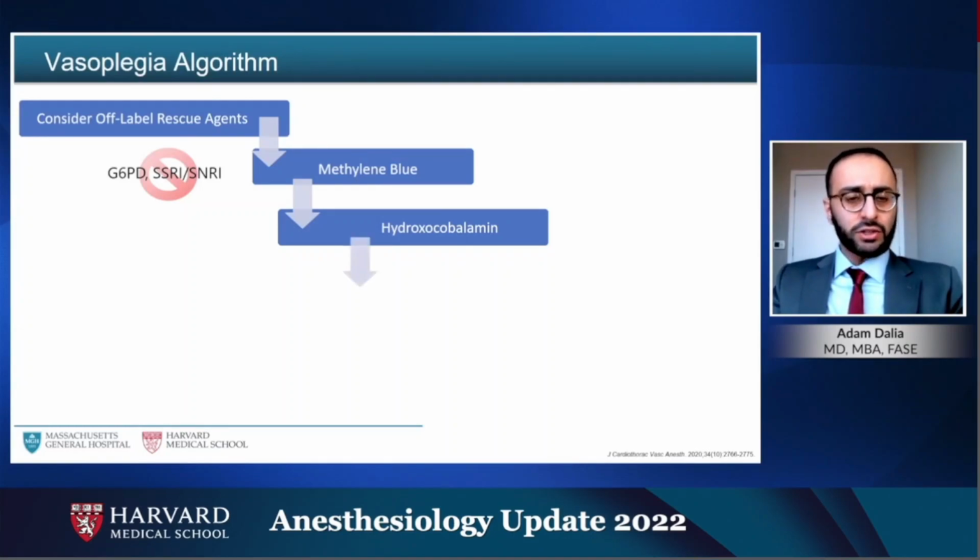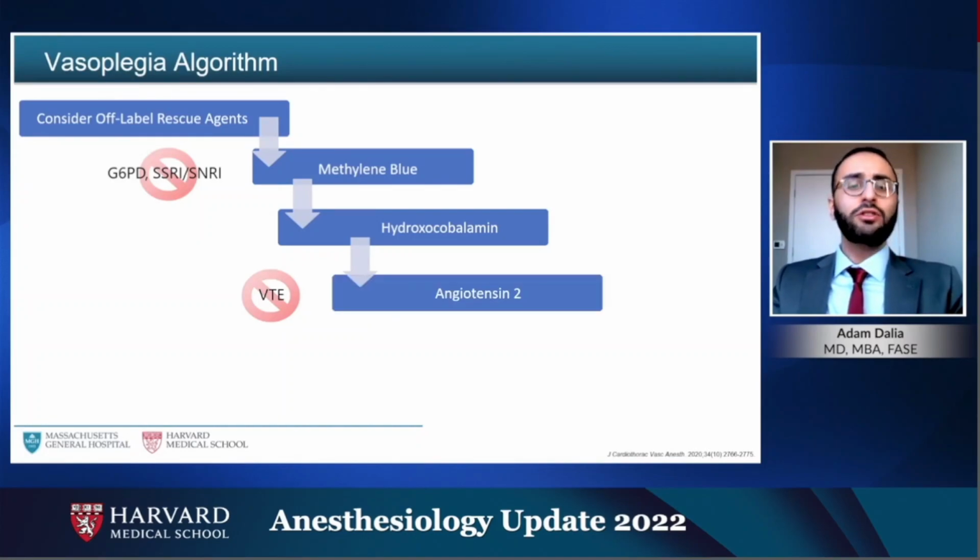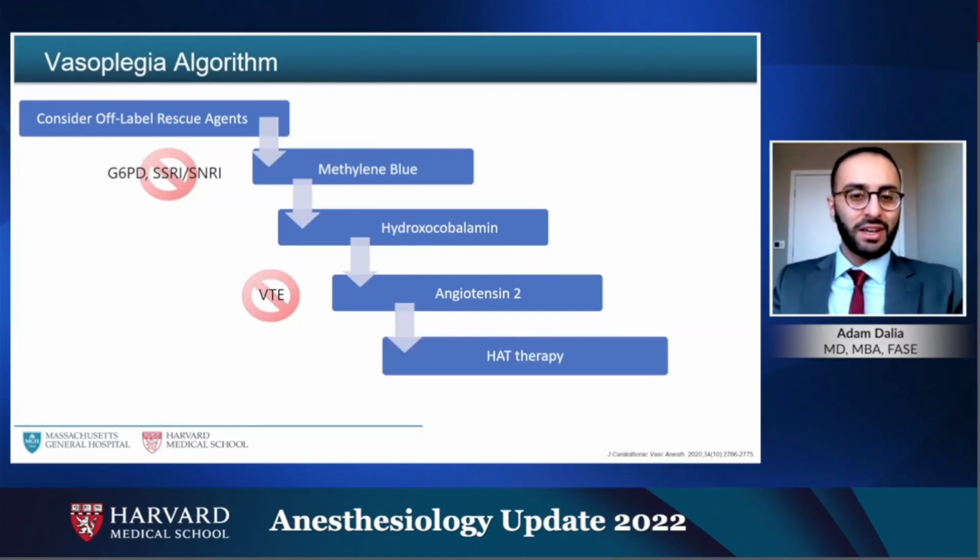If that still doesn't work, and the patient doesn't have a history of venous thromboembolism or is relatively low risk, all things considered, then you can consider angiotensin 2. Remembering that angiotensin 2 is relatively expensive, that's why it's third in our differential. And then lastly, if you've thrown the entire kitchen sink, is HAT therapy. So making sure you're giving the hydrocortisone, the thiamine, and then the ascorbic acid.